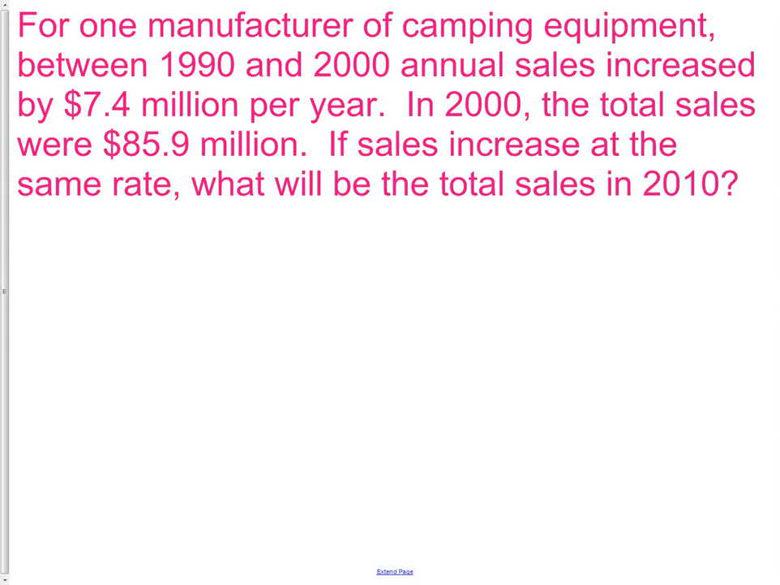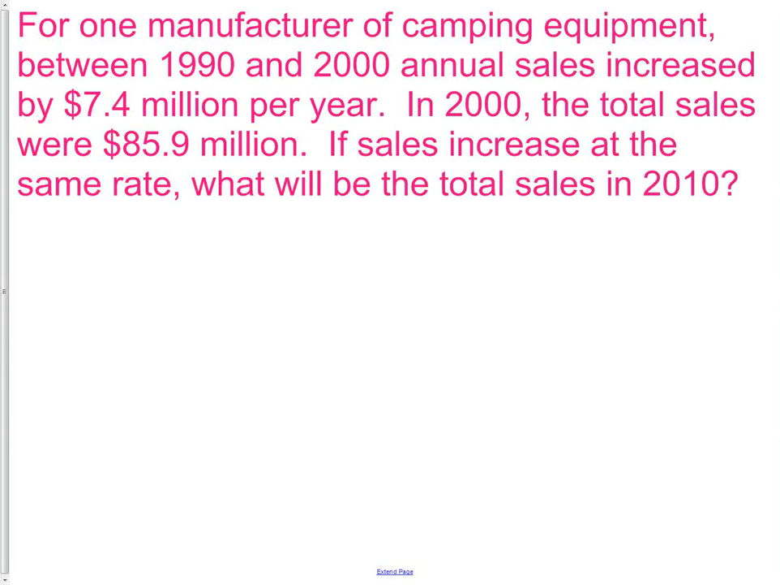Here's a question regarding rate of change. For one manufacturer of camping equipment, between 1990 and 2000, annual sales increased by 7.4 million per year. In 2000, the total sales were 85.9 million. If the sales increase at the same rate, what would be the total sales in 2010?